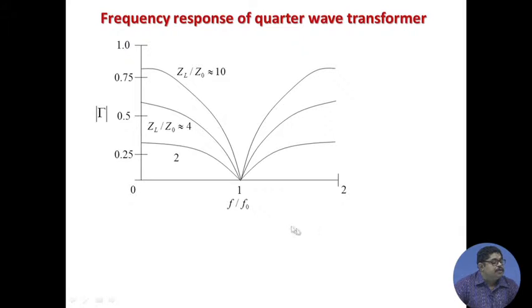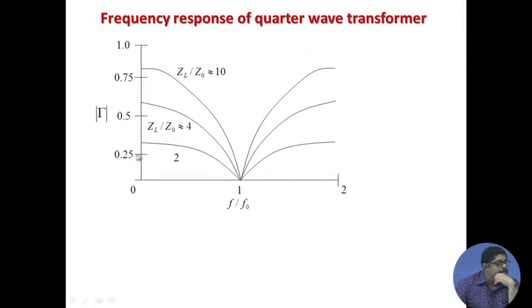So, we have put that here, and you see the actual frequency response for various values of ZL by Z naught, that means the source side and load side. If they are very much separated, like ZL is 10 times Z naught, you see it is a very narrow band frequency response. So, the quarter wave transformer is very sharp here, but if you come here, where ZL by Z naught is only 4, you have a wider bandwidth.